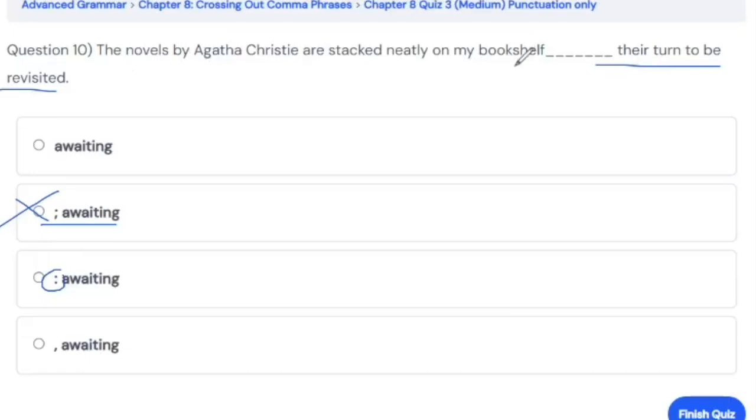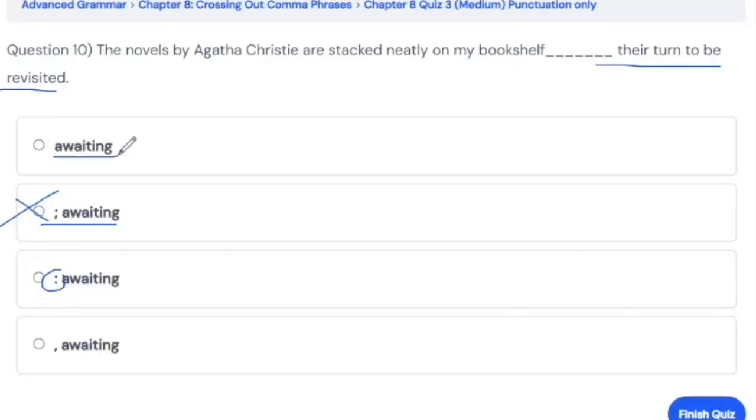Now, what comes after a colon is usually some kind of a list or an explanation of what's before it. And that's not exactly what we have here. Like, awaiting their turn to be revisited, that's not really defining or giving a, I mean, it is kind of giving a detail. It's not quite what we want for a colon.